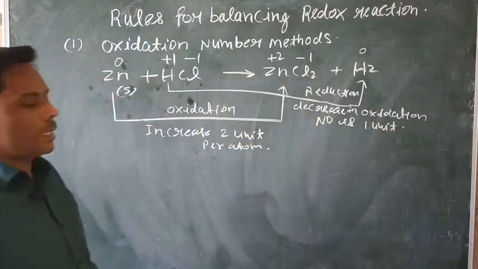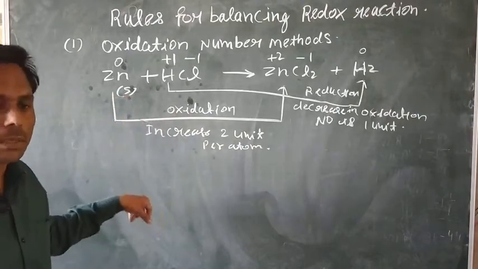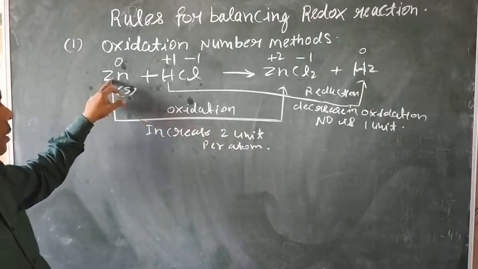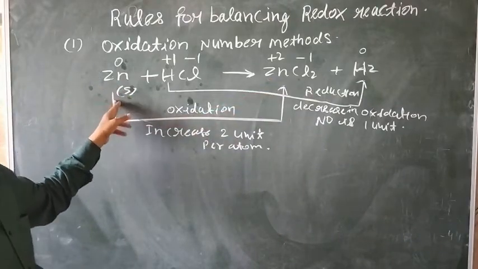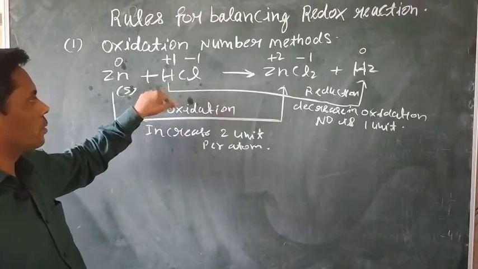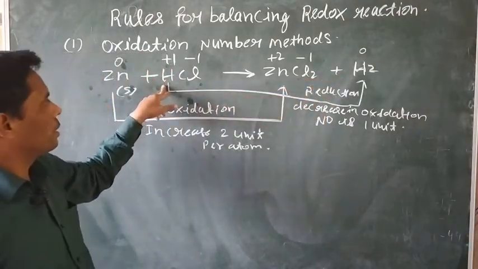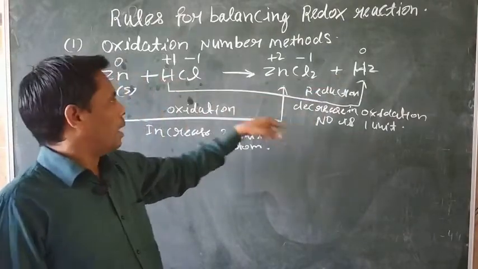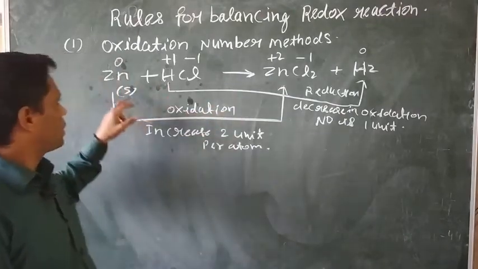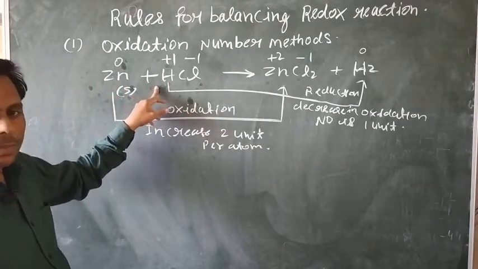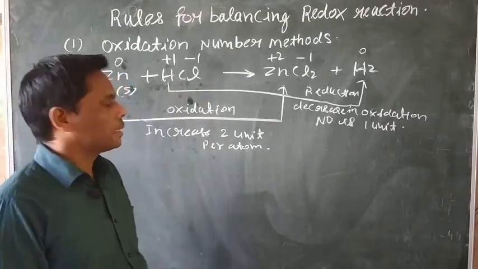After finding the decrease and increase in oxidation number, in the third step, the element which undergoes an increase in oxidation number is called the reducing agent. Here, the zinc atom increases in oxidation number by 2 units, so zinc acts as a reducing agent. In hydrochloric acid, the hydrogen atom undergoes reduction, decreasing from +1 to 0, a decrease of 1 unit, and this is the oxidizing agent. Then the reducing agent is multiplied by the decrease in oxidation number, and the oxidizing agent by the increase in oxidation number, in order to balance the total change in oxidation number.